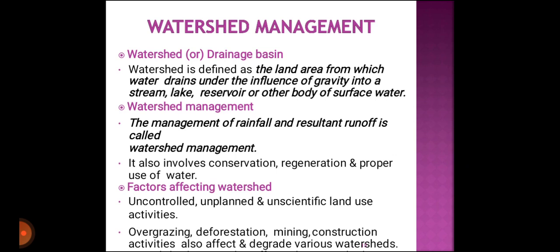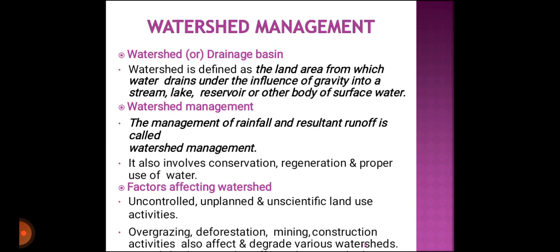Then watershed management means the management of rainfall and the resultant runoff. It also involves conservation, regeneration and proper usage of water. Then what are the factors affecting the watershed? Uncontrolled activities like unplanned, unscientific land use are the main factors affecting the watershed. Then overgrazing, deforestation, mining, and construction activities also affect and degrade various watersheds.